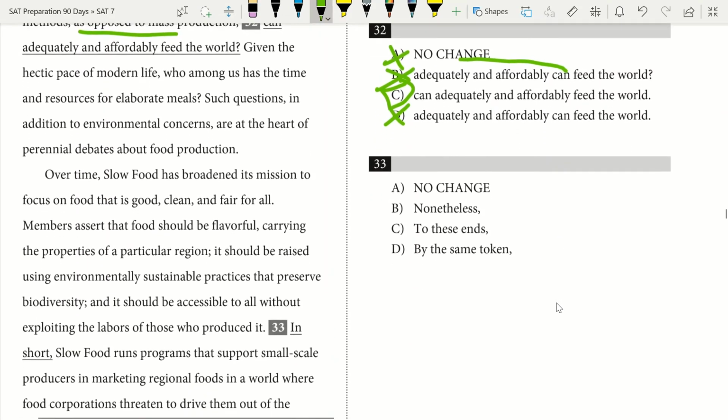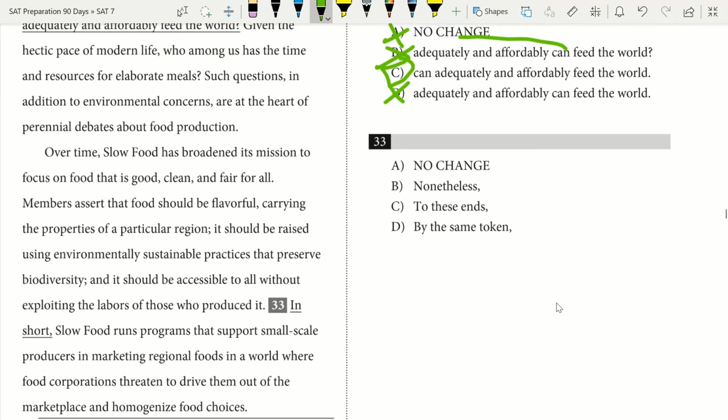So we've got, given the hectic pace of modern life, who among us has the time and resources for elaborate meals? Such questions, in addition to environmental concerns, are at the heart of perennial debates about food production. Over time, slow food has broadened its mission to focus on food that is good, clean, and fair for all. Members assert that food should be flavorful, carrying the properties of a particular region. It should be raised using environmentally sustainable practices that preserve biodiversity, and it should be accessible to all without exploiting the labors of those who produced it.